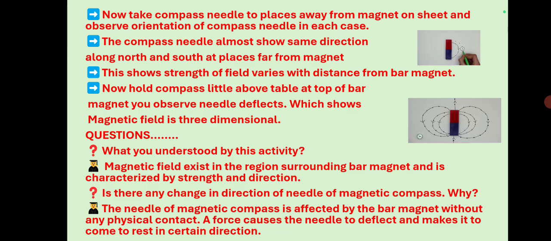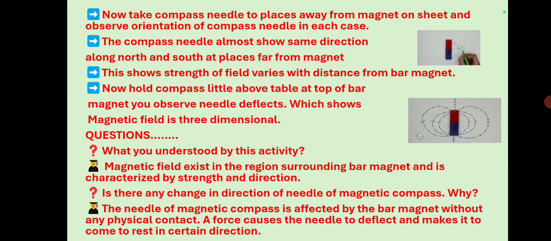Next, let us go for some questions. What do you understand by this activity? A magnetic field exists in a region surrounding the bar magnet and is characterized by what I said, strength and direction. Characterized by strength as well as direction. Is there any change in the direction of the needle of the magnetic compass? Yes. The needle of the magnetic compass is affected by the bar magnet without any physical contact.